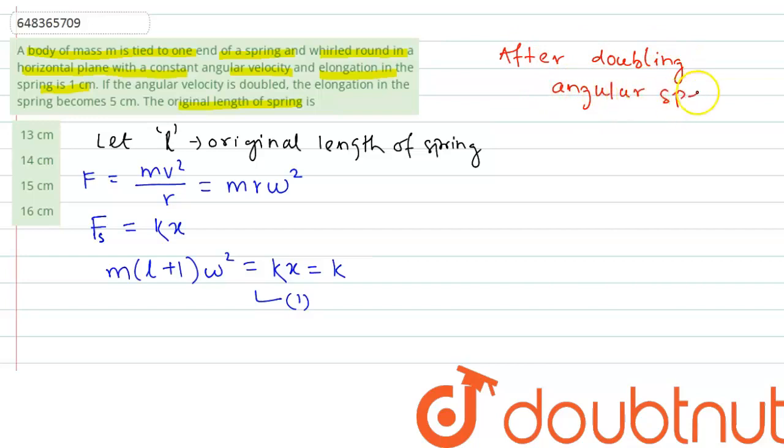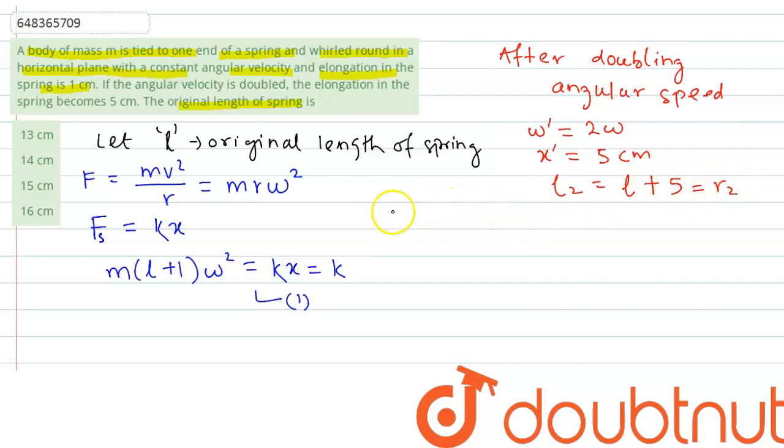we can write, omega dash is the new angular speed. This will be 2 times the original speed. Now the elongation after the doubling of the angular speed is given as 5 centimeter. Now L2 will be the second length. This will be L plus 5. So let this be R2.